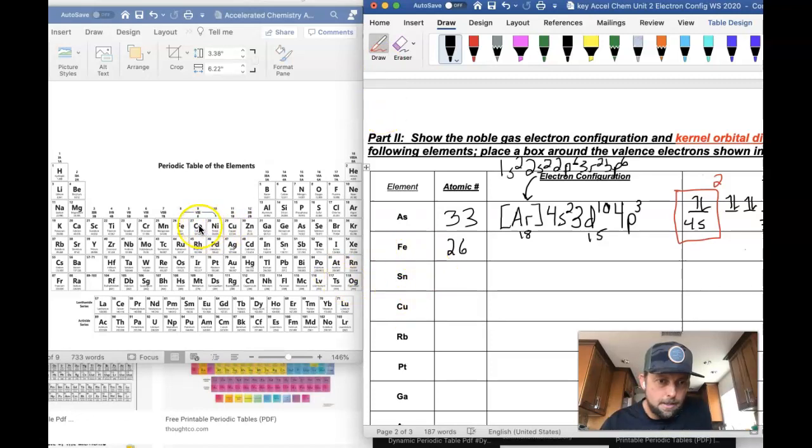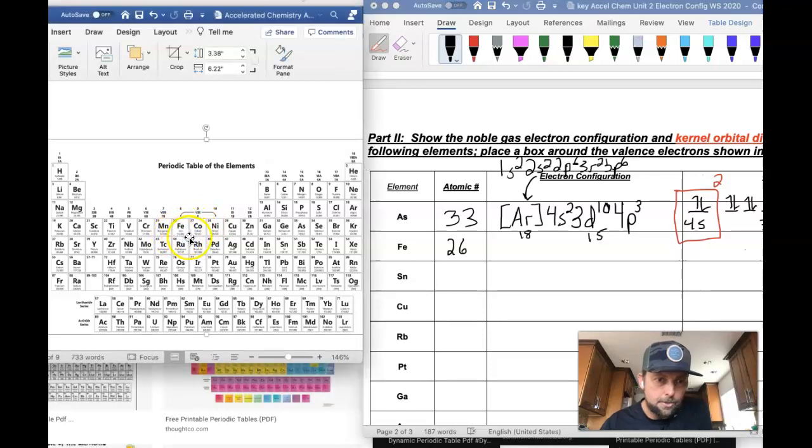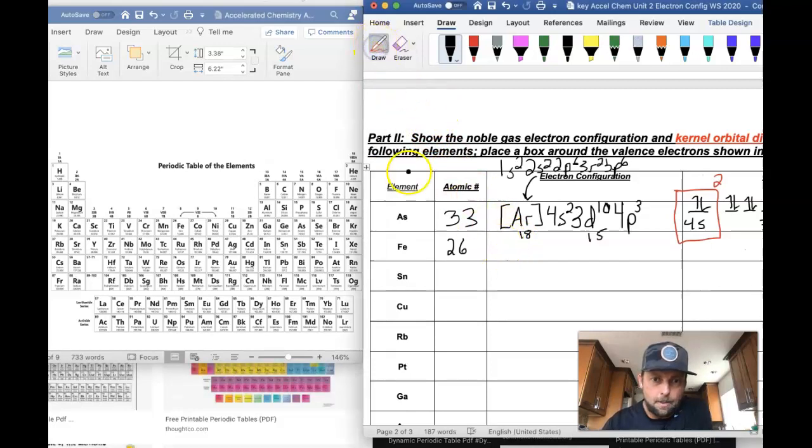So for iron, it looks like number 26, it's top middle of the transition metals. And if we're going to use the periodic table to guide us for the electron configuration, we have to see that argon is the noble gas that comes before iron. So again, I'm going to start with argon, and it's 18 electrons. And if I look at my periodic table, the next section looks like potassium and calcium, which is the fourth row down.